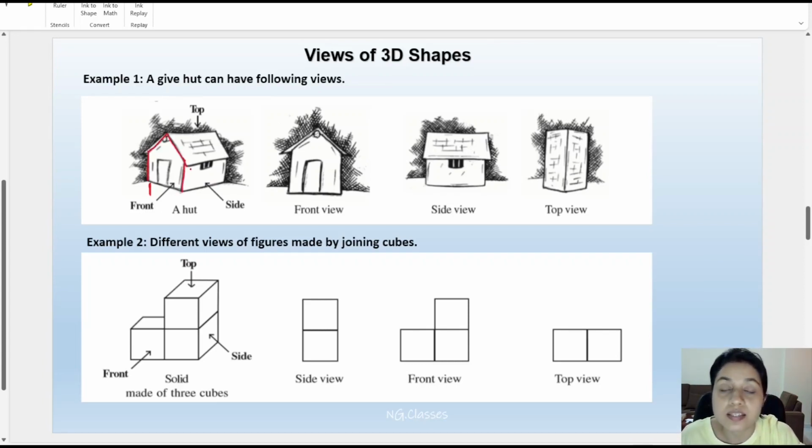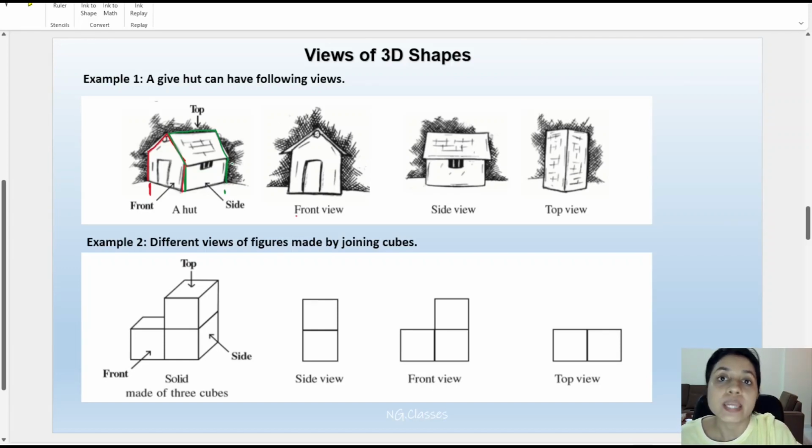And hence this is the front view of this hut. Now when we look at the same hut from the side, suppose we are standing at the green mark. When we are looking from the green mark, we will be able to see just the green sides. And we can say this is the side view of this hut.